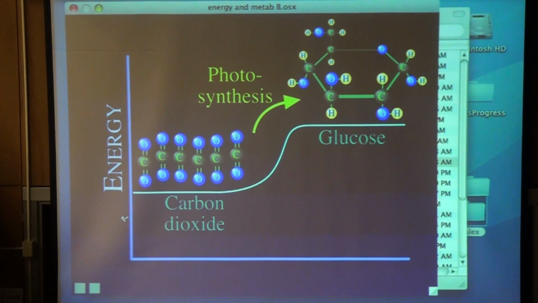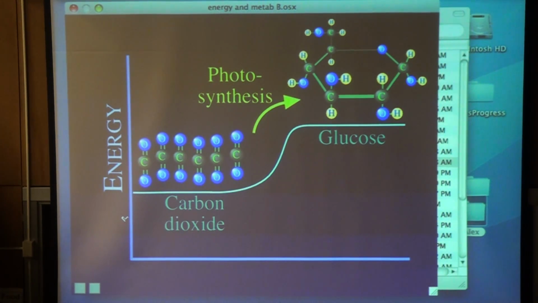So one thing that cells can do to store potential energy is to take low energy molecules like these ones, because all their bonds are carbon-oxygen, and break some of those bonds and convert them into higher energy carbon-carbon and carbon-hydrogen. So now you have potential energy stored up, as you can see from the potential energy diagram.